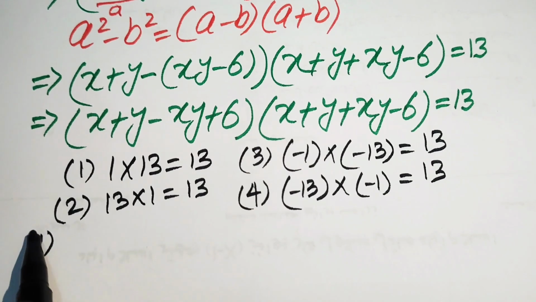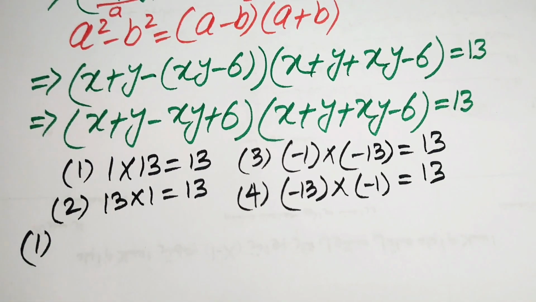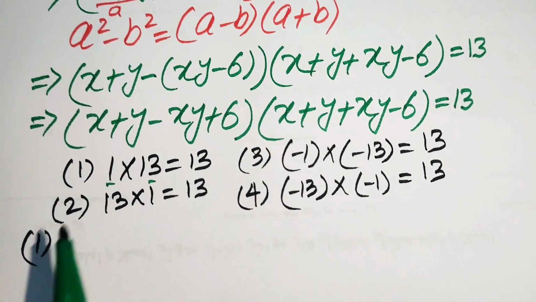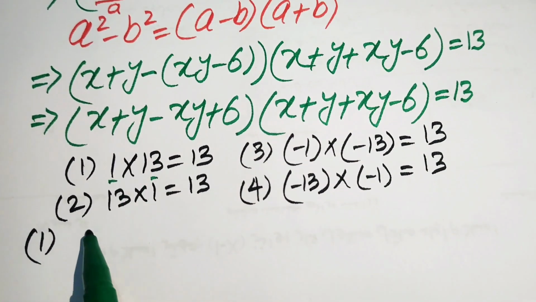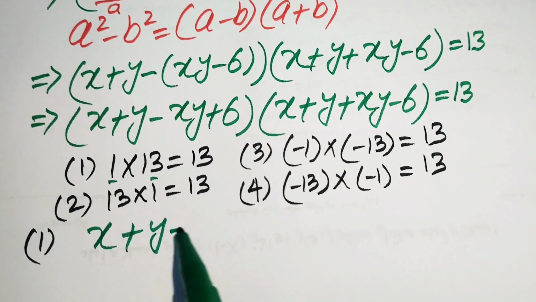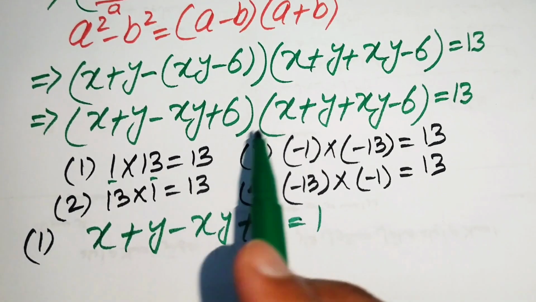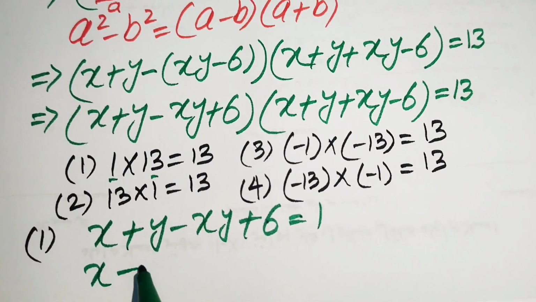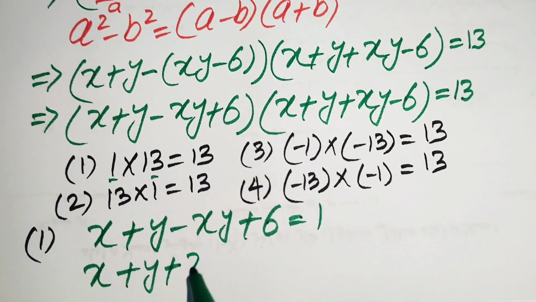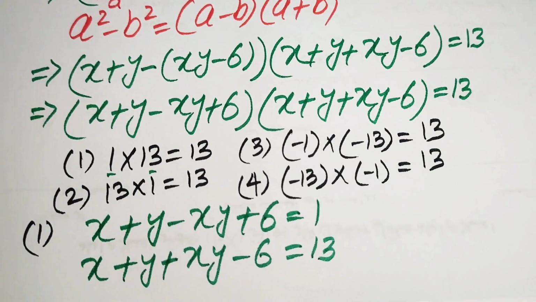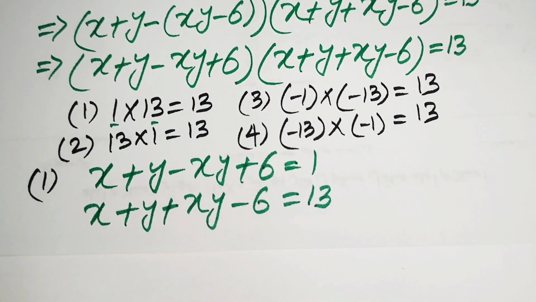Here we first discuss case number 1. In case number 1, we compare the left hand side with these two numbers, so it will be written as x plus y minus xy plus 6 is equal to 1, and our second equation is x plus y plus xy minus 6 is equal to 13. So here comes our comparison with case number 1.